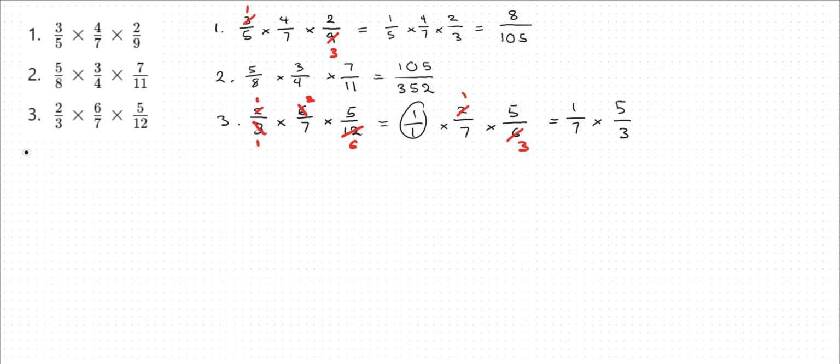So, what's this going to be equal to? It's going to be equal to 1 times 5, it's just 5. 7 times 3 is just 21. Okay? So we finished our particular questions, and you can keep doing this for as many different fractions as multiplied together. But at a certain point, it becomes impractical, and you should use a calculator.